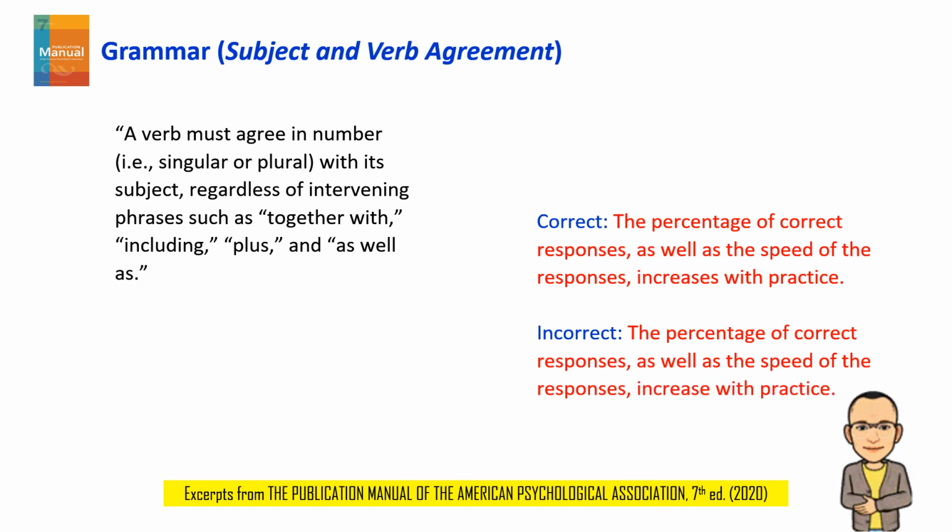The second sentence is incorrect because the subject of the sentence, the percentage of correct responses, as well as the speed of the responses, is singular, so the verb should also be singular. In this case, increases is the correct singular form of the verb. The use of as well as does not change the singular subject-verb agreement.